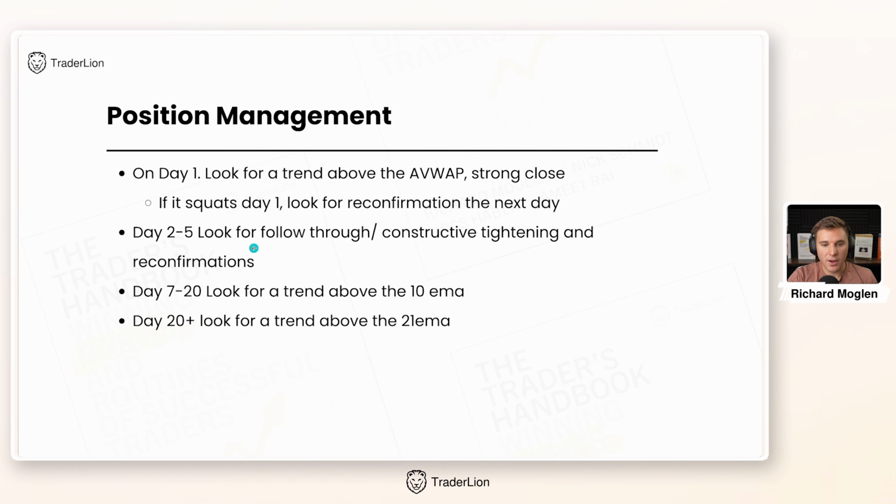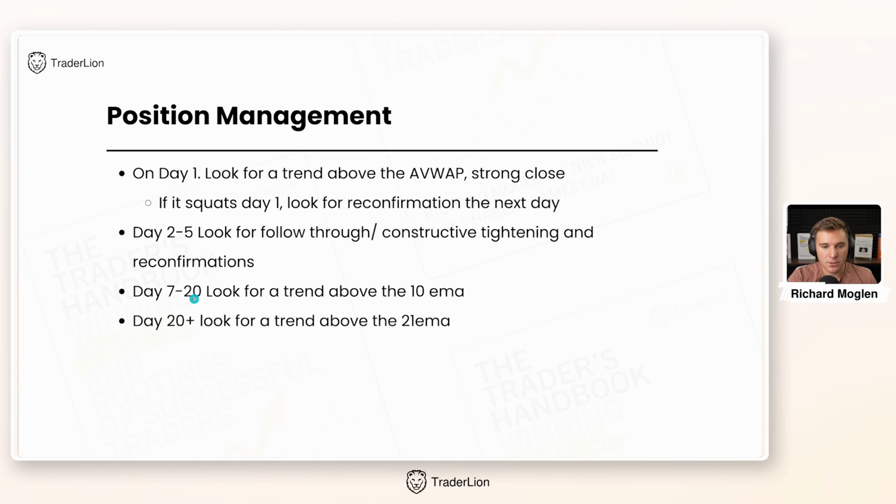Then day 2 through 5, look for follow through, constructive tightening and reconfirmation. So stair steps higher, move higher, tight range, reconfirmation, tight range, move higher, pull back to the 10 EMA, move higher, reconfirmation. That's what constructive price and volume action looks like.